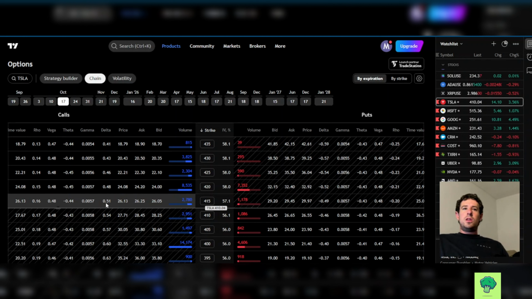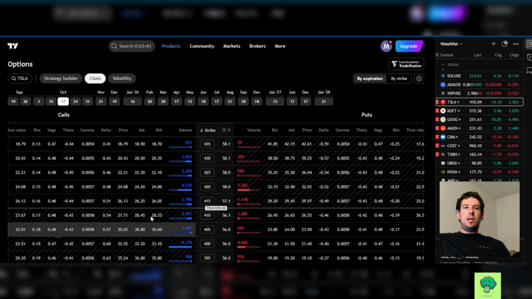But then also you can look at it as a percentage chance of the option's strike price being in the money at the time of expiration. So there's a 49% chance that it won't be in the money. There's a 51% chance it will be in the money. So basically saying there's a 51% chance it'll be above $415. And so if we're at 420, 415 would be in the money at that price.